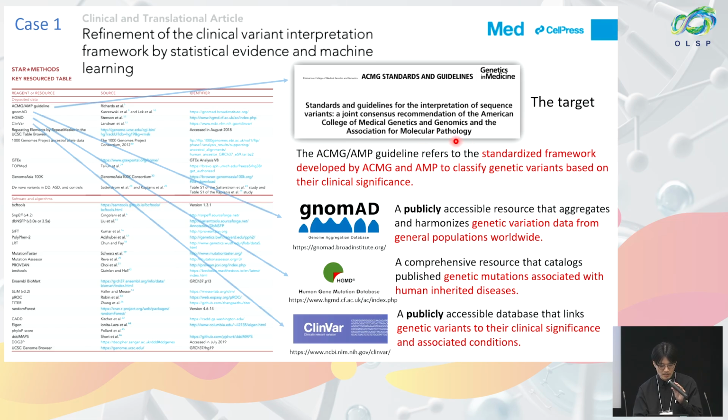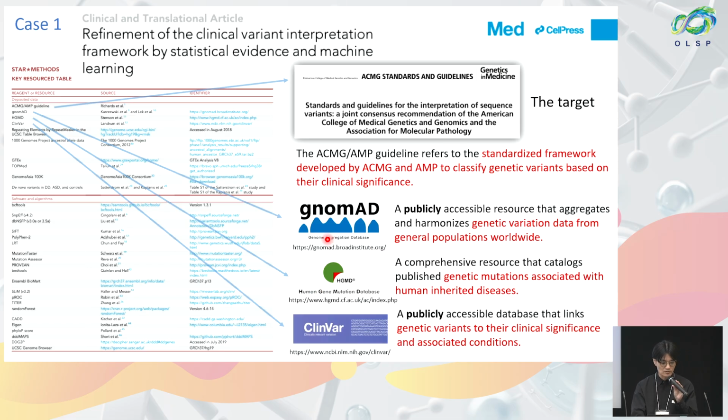ACMG-AMP, American College of Medical Genetics and Genomics and the Association for Molecular Pathology guideline. That is a standard framework developed by ACMG and AMP to classify genetic variants based on their clinical significance, according to ChatGPT. And we also used these resources.